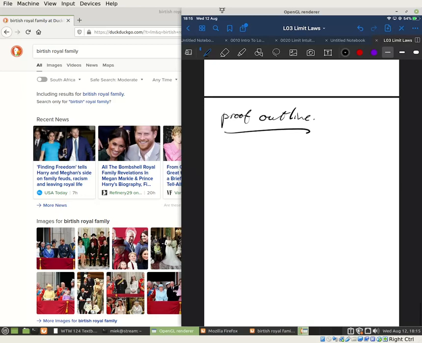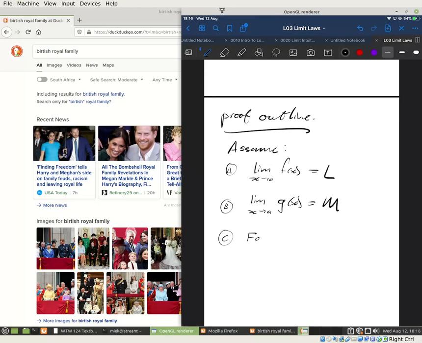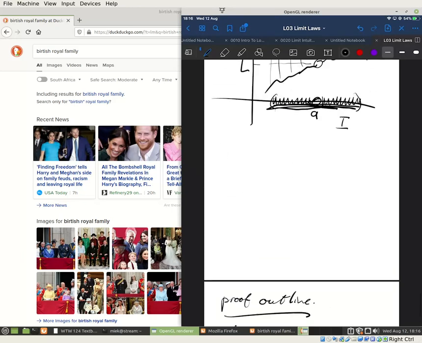Okay, what are our assumptions? We will assume the following. The limit as x tends to a of f of x is L. The limit as x tends to a of g of x is M. And so let's call these A and B and C. And C is a quantified statement: for all x in I, f of x is less than or equal to g of x. So here are our assumptions.